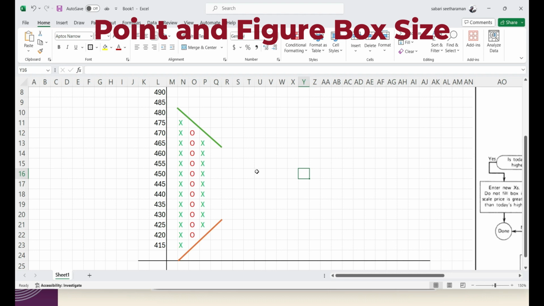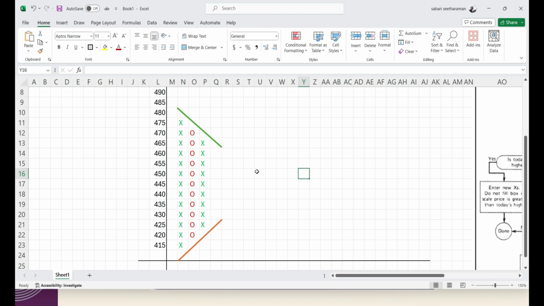Coming to the box size of a point and figure chart, the box size determines the sensitivity or frequency of signals. Right now in this chart, the box size is $5. If it is $2 or $1, the sensitivity of trend reversals will be much higher, which you are all pretty much aware of. So when we increase the box size, sensitivity will decrease. When we decrease the box size, sensitivity will increase.